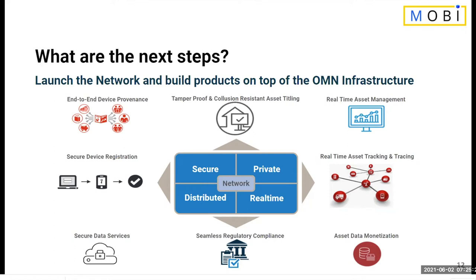So tracking and tracing, we talked about that with the example with Denso, FedEx, and BMW. Device registration, again, that's really important. If you're receiving something from a device, can you trust it, right? Has it been registered, verified? Secure data services, again, talked about that. Asset data monetization, right?